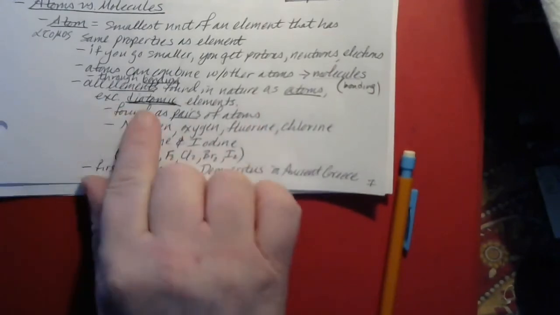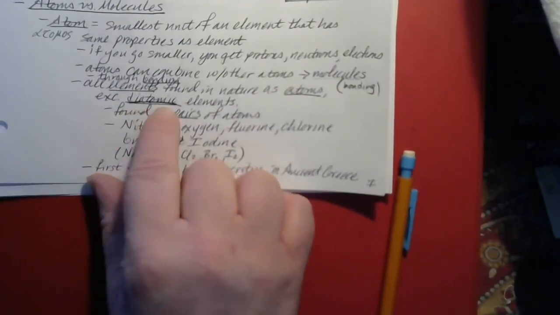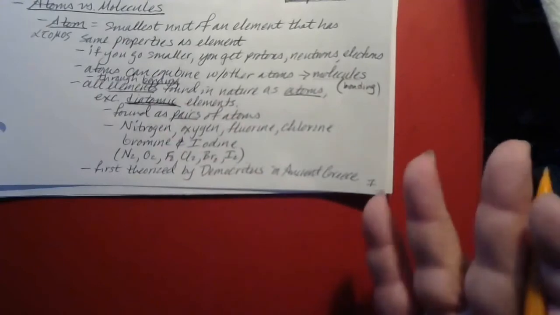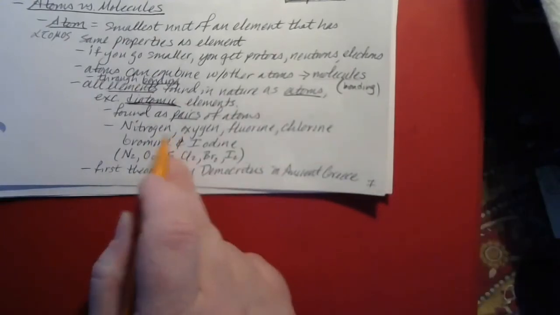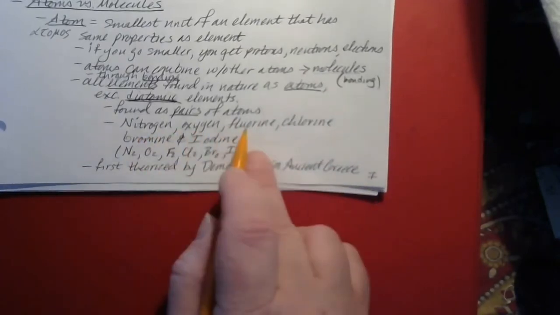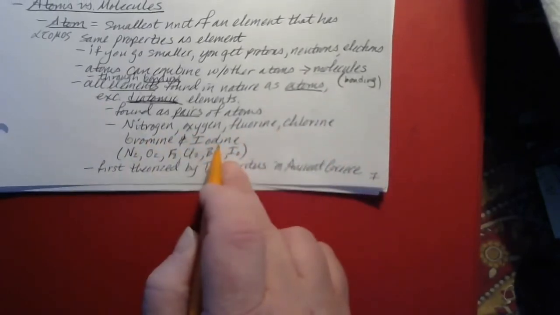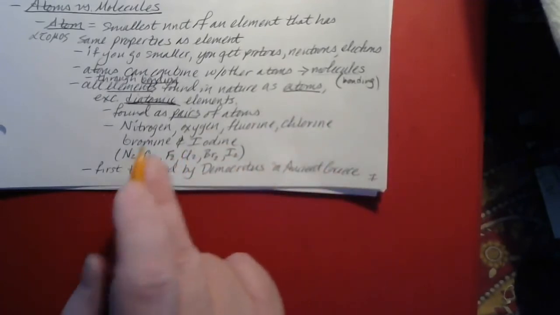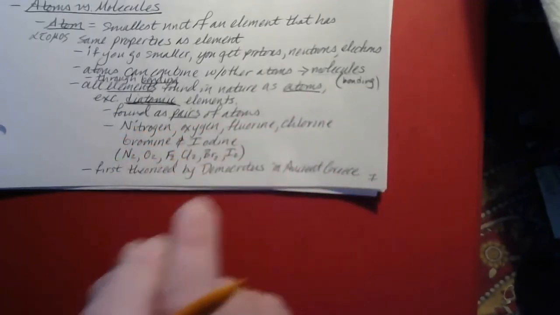Most of the elements are found in nature as individual atoms, except there are certain elements that are known as diatomic elements. Diatomic just literally means two atoms. That means certain elements are found in pairs in nature. Some of these are the most common or most important elements, like nitrogen, oxygen, fluorine, chlorine, bromine, and iodine. Nitrogen, oxygen, and chlorine especially are pretty important. Whenever you find them in nature, you find them as pairs.